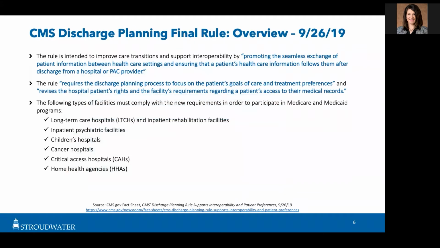So, as I'm sure you are all aware, back in 2019, CMS did a pretty big overhaul and applied a discharge planning set of regulations, and those were approved back in 2019. They apply to every healthcare entity that's participating in both Medicare and Medicaid: critical access hospitals, home health agencies, you name it. And the rule is really around requiring that a discharge planning process be in place that outlines patient goals and their treatment preferences.